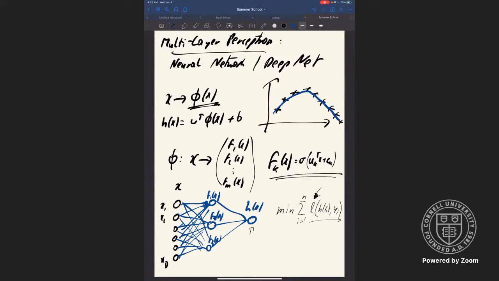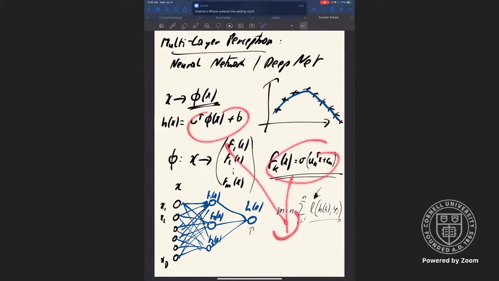Okay, let me just write this down a little bit so that maybe becomes a little clearer. So we have this function h, which is just a linear function, and each one is a linear function of this representation phi of x. And each dimension of phi of x is defined as something like this. I can now just take these and stick them together and write them as one equation.